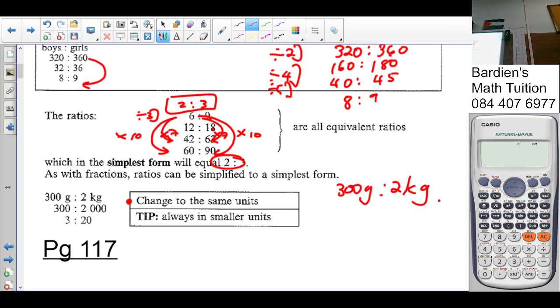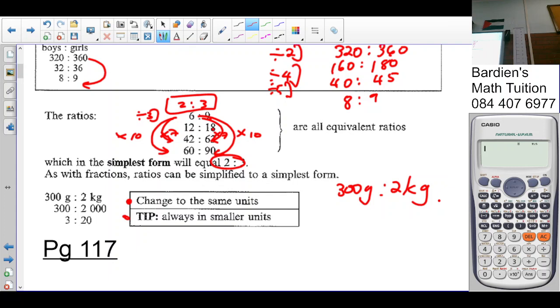We always convert it to the smaller one of the two. In terms of 1 gram or 1 kilogram, 1 gram is smaller, so we convert it to grams. If you convert to kilograms, no problem, but then you're going to work in decimals, which you need to convert later on to a rational number again. So the tip is, always use the smaller unit. You can see here the tip is given, it's always going to be in the smaller unit.